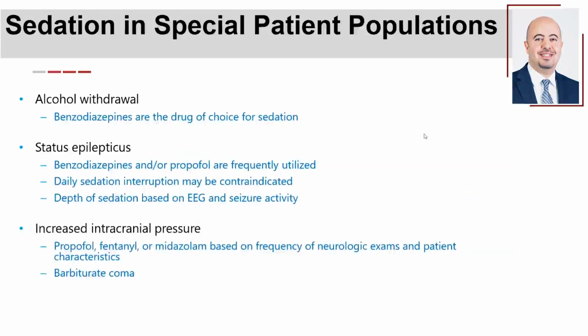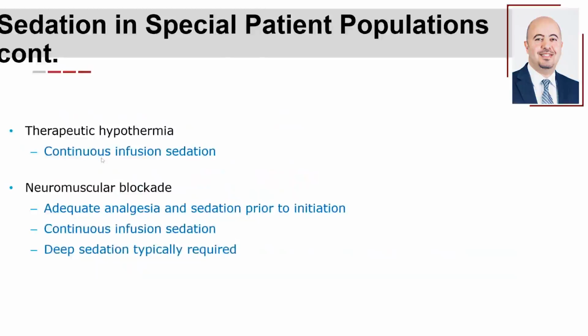Now we have special circumstances. In alcohol withdrawal, benzodiazepines are the drug of choice. Status epilepticus, benzodiazepines and propofol are frequently used. Increased intracranial pressure, you need deep sedation. You might use more than one sedative, propofol, fentanyl, and midazolam. You just need to keep them in deep sedation, -4. Also, for therapeutic hypothermia patients, they need continuous infusion of sedation. And patients with neuromuscular blockade also need to be deeply sedated.